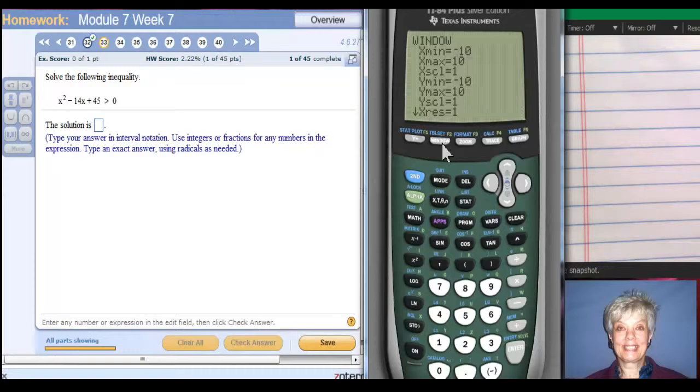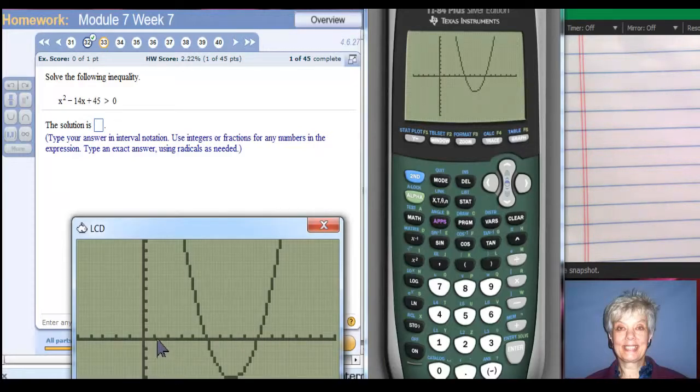I'm going to move my window over to the right. So my x-min will be negative 5, but I'm going to change my x-max to 15. Let's see if that is sufficient. Yeah, that's a little better. Now, it looks for all the world like 5. All right. The graph is going to be above the x-axis, to the left of 5, and to the right of this x-intercept. Let's see what it is: 6, 7, 8, 9. Is that what it looks like to you? 9 and to the right.